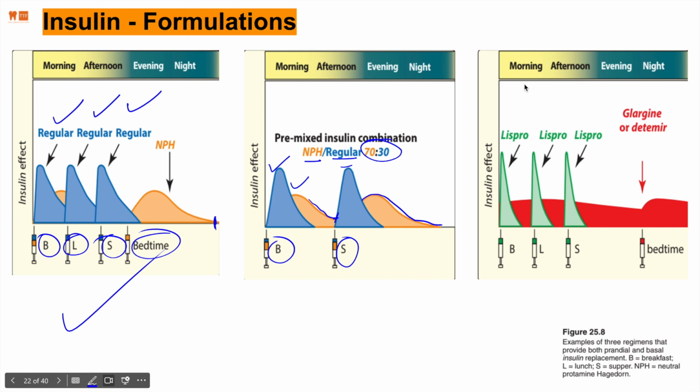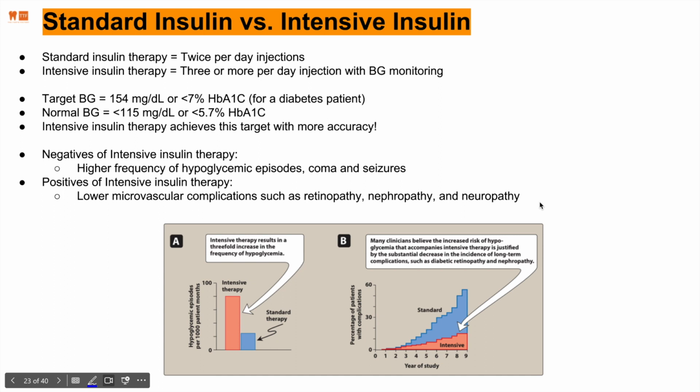This one here is Lispro, which is rapid, but it needs to be clubbed with a long-acting. Otherwise, rapid-acting will fade away really, really fast. So we take breakfast, lunch, and supper, rapid action. And then at bedtime, we would take our long-acting, like Glargine, and it lasts us all day until the end of the day. Perfect? Awesome.